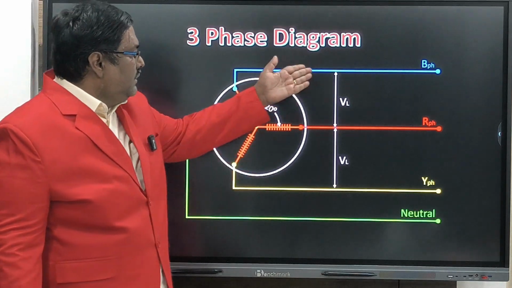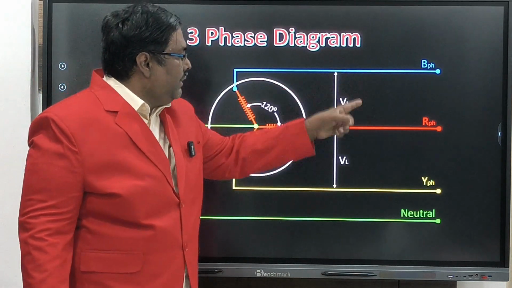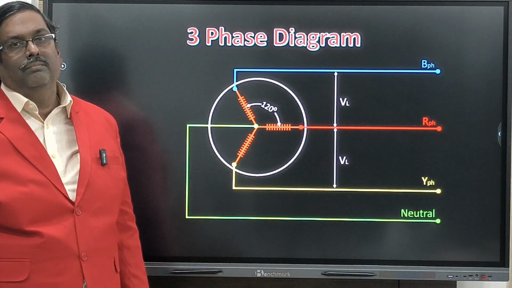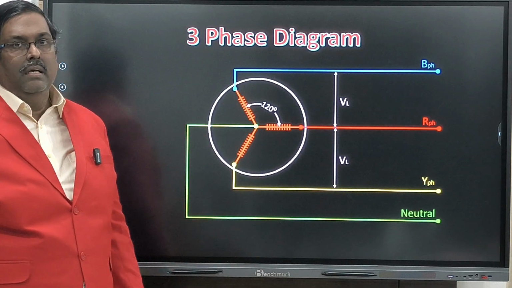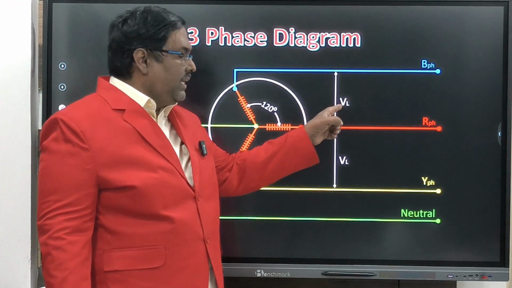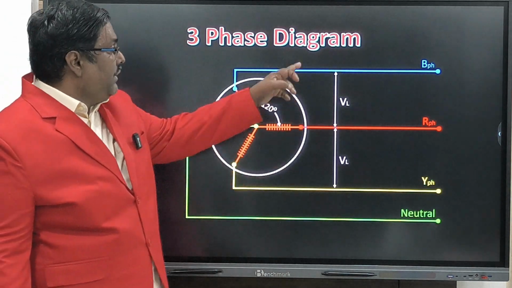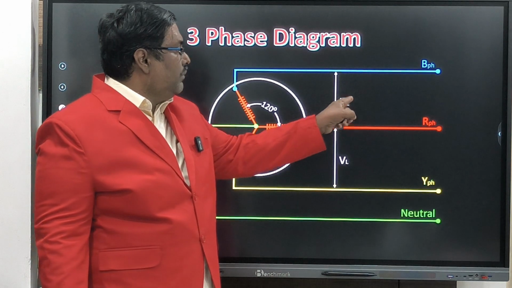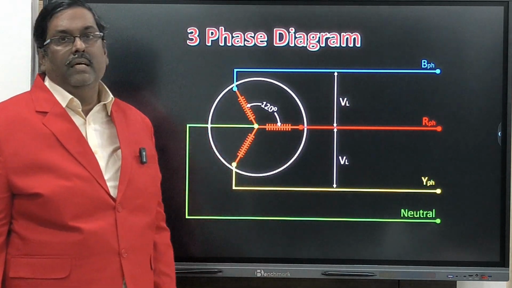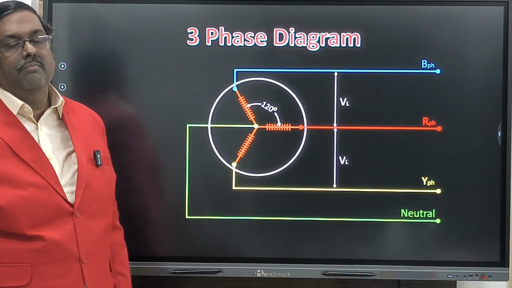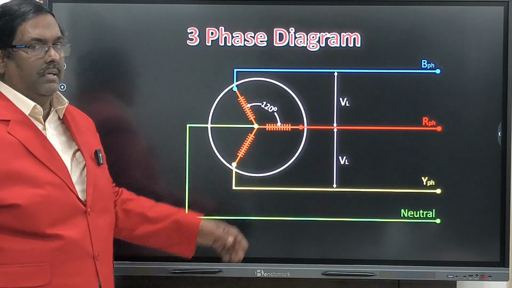Now this is a VL, and between blue and yellow is also VL. This is called line voltage. The letter noted is V, only V or VL. And between blue and R, we have to write B minus R. That means the difference between phase B and phase R. We are going to see that now.